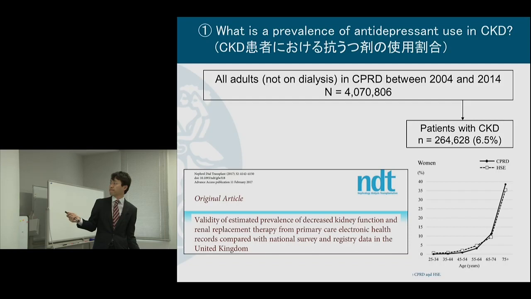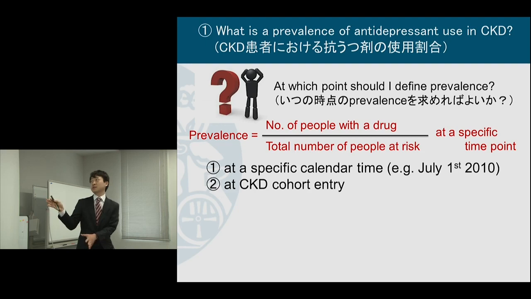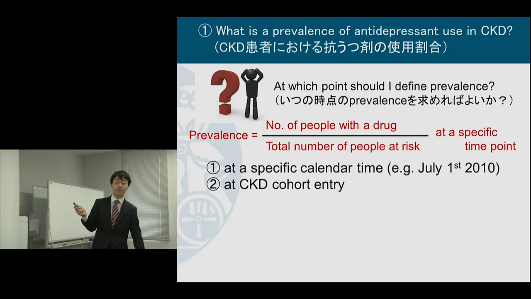Okay, so by identifying CKD population, the question was, what is the prevalence of antidepressant use in CKD? But the second difficulty I encountered was, at which point should I define prevalence? So prevalence is generally defined as number of people with a drug divided by total number of people at risk in the population at a specific time point. But my question was, which I should use, at a specific calendar time, like July 1st, 2010, or at CKD cohort entry. So I had two options.